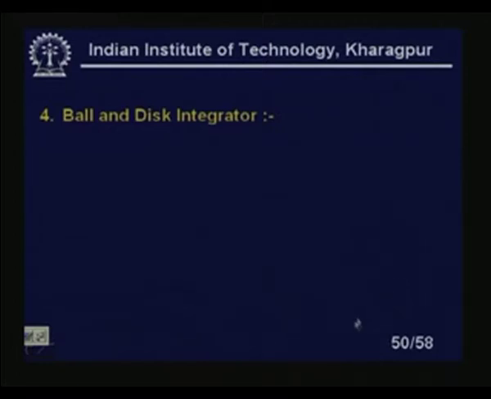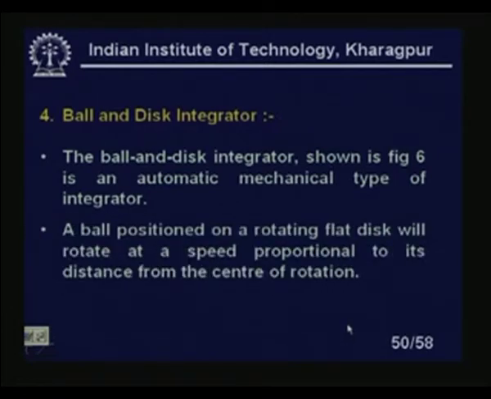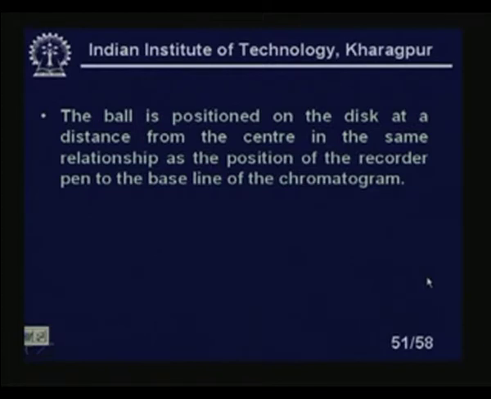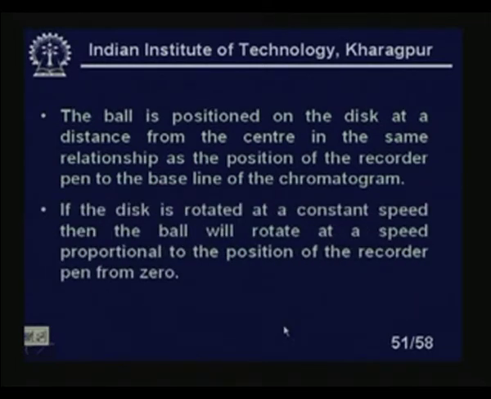Ball and disc integrators, this is a very mechanical integrator. The ball and disc integrator shown in the next figure is an automatic mechanical type of integrator. A ball positioned on a rotating flat disc will rotate at a speed proportional to the distance from the center of rotation. The ball is positioned on the disc at a distance from the center in the same relationship as the position of the recorder pen to the baseline of the chromatogram. If the disc is rotated at constant speed, then the ball will rotate at a speed proportional to the position of the recorder pen from zero.